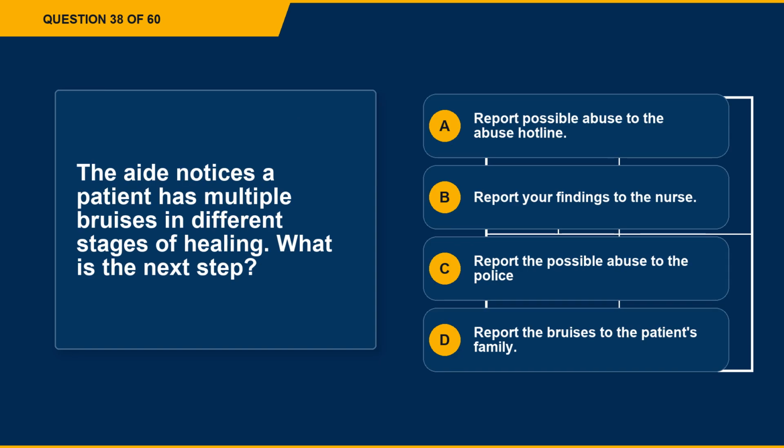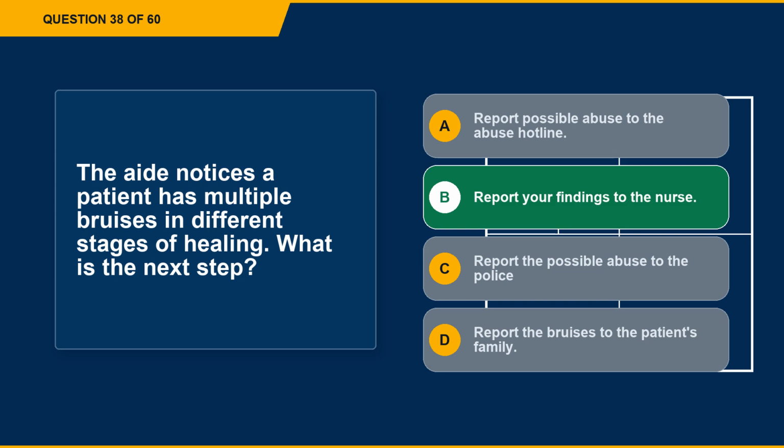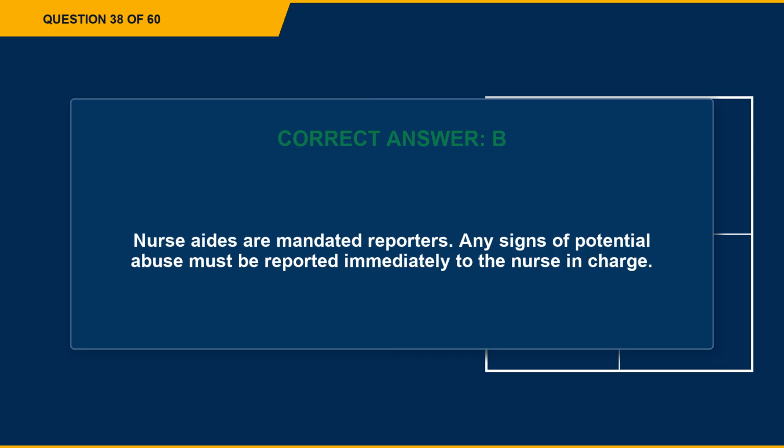Question 38. The aide notices a patient has multiple bruises in different stages of healing. What is the next step? Option A, report possible abuse to the abuse hotline. Option B, report your findings to the nurse. Option C, report the possible abuse to the police. Option D, report the bruises to the patient's family. The correct answer is option B, report your findings to the nurse. Explanation. Nurse aides are mandated reporters. Any signs of potential abuse must be reported immediately to the nurse in charge.